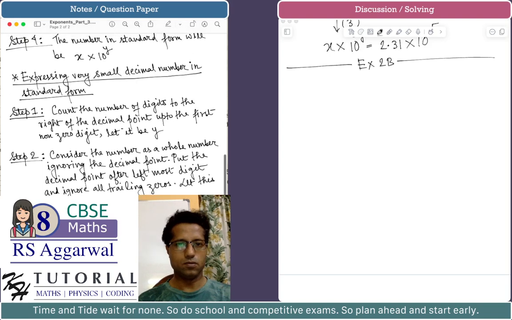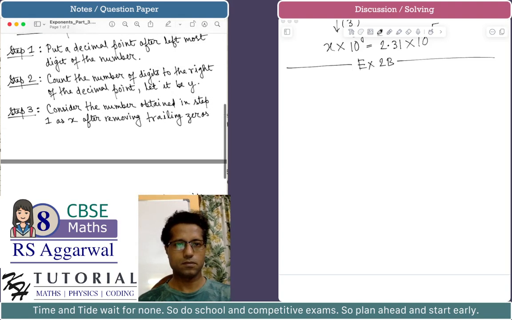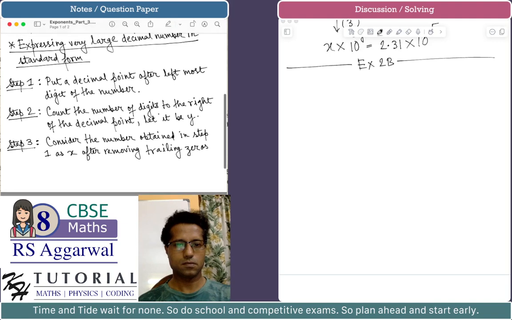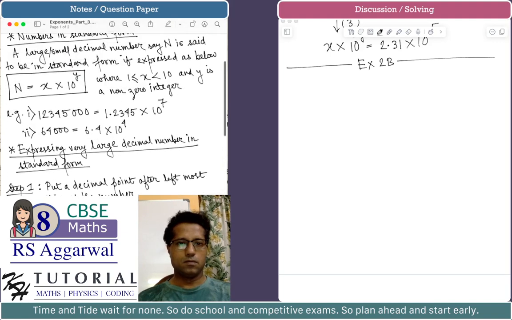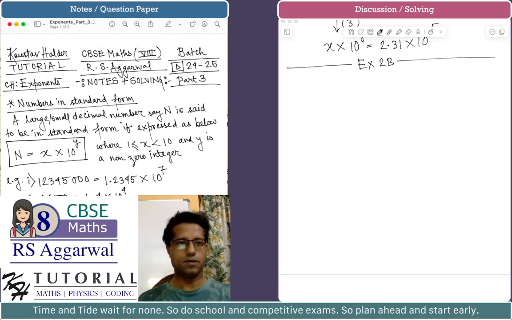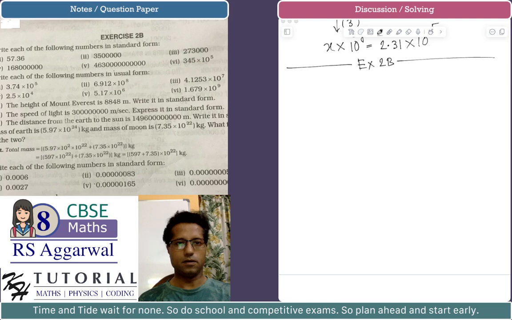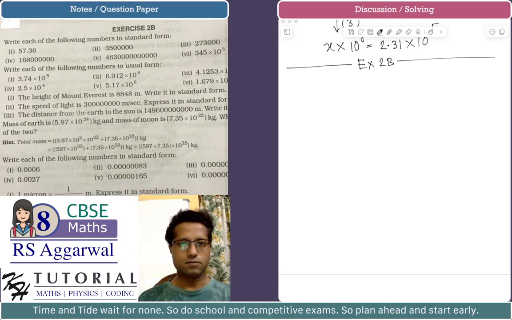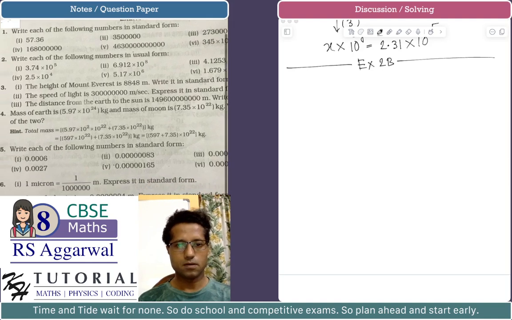So if you can take a screenshot of the notes, I will quickly scroll over the notes. You can take a screenshot for your future reference. Okay, now let me bring up the problems of exercise 2b. Let me see if you can see it. Okay. So let's solve the problems of exercise 2b. Maybe you cannot see the whole question, but no problem.